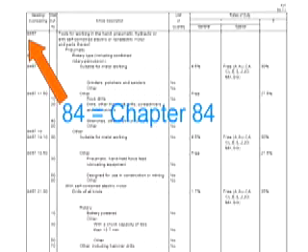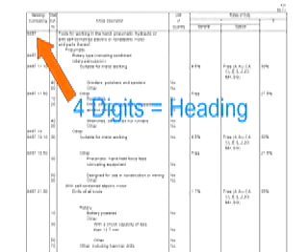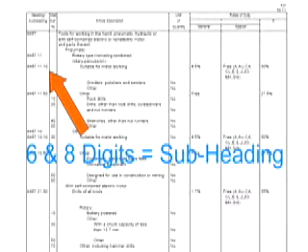Then we might have a referral to chapter 84. Those two digits describe the content of that chapter. 84 covers nuclear reactors, boilers, machinery, and mechanical appliances, parts thereof. A very broad chapter on machinery, including machine tools. The next thing that we would look at in the nomenclature of the tariff page is the heading. It is 4 digits. Then the subheading is 6 digits. The United States uses 8 digits for the rate of duty.